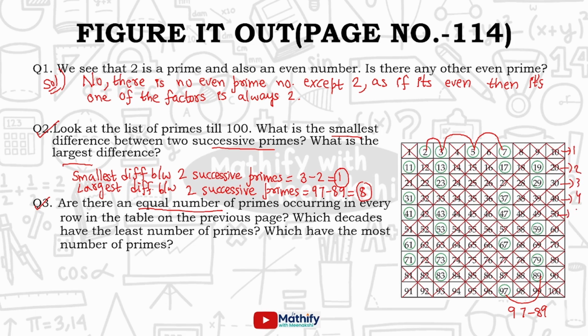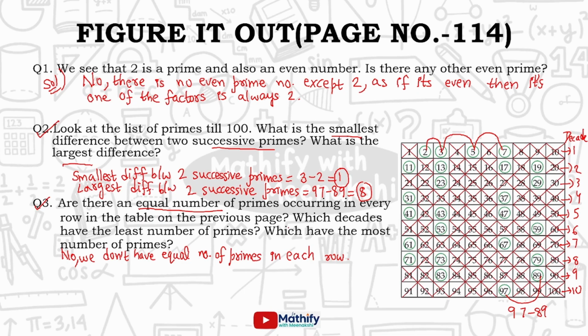Then in the fourth decade, we have 2 primes. In the fifth decade, we have 3 primes. In the sixth decade, we have 2 primes. Then seventh, 2 primes. In the eighth decade, 3 primes. And in the ninth decade, 2 primes. And in the 10th decade, only 1 prime. So I've written the number of the decade here. They are asking whether we have an equal number of primes. So that's no. You will write no. We don't have an equal number of primes in each row, or you can say in each decade.